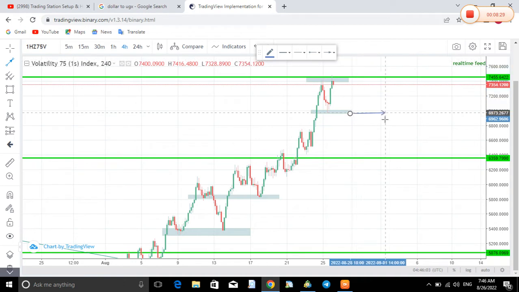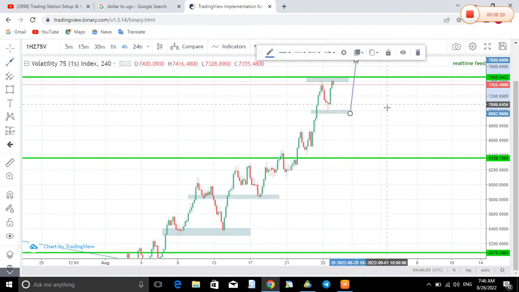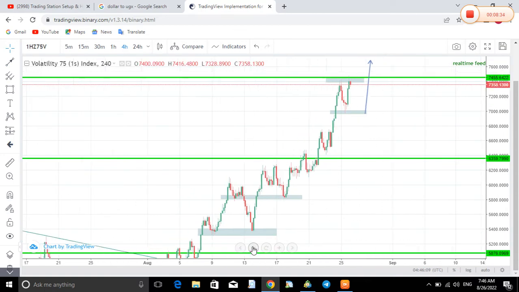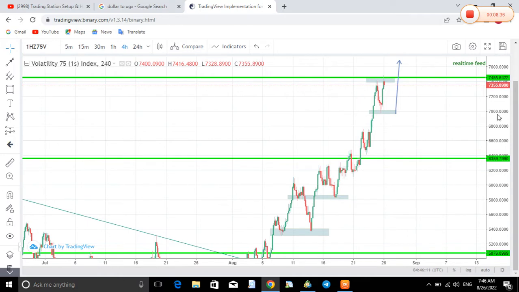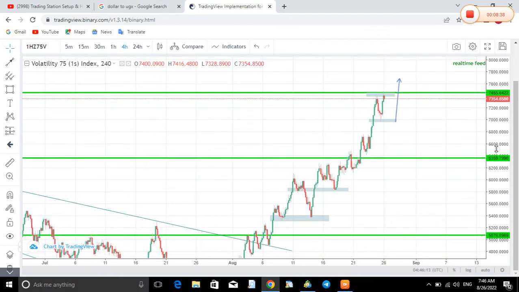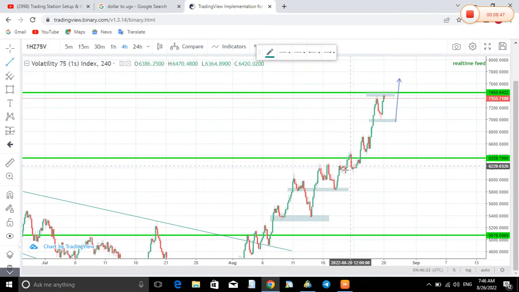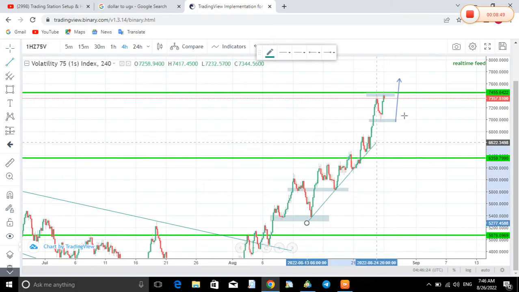So that is our anticipation on 75-1S. We're expecting the market to make a little bit of a pullback, coming back to retest this recent higher low before pushing back to the upside. Let me try to get my trend line. So this is our support trend line.